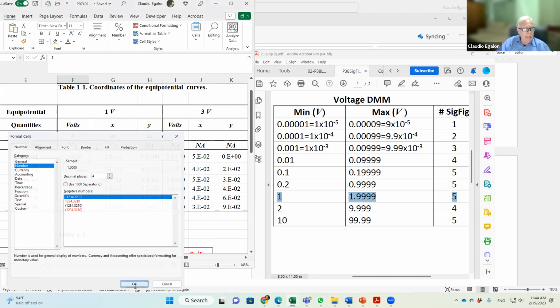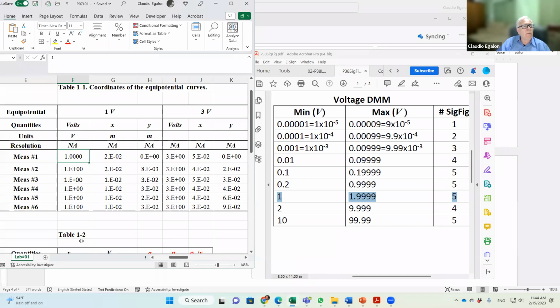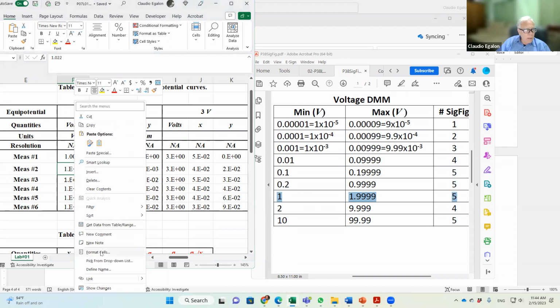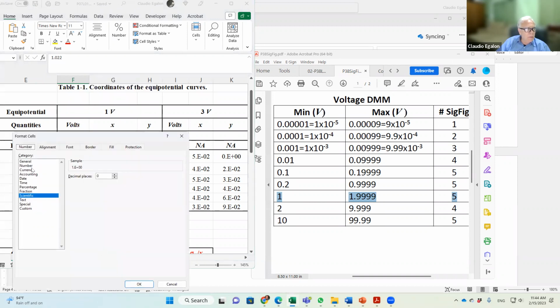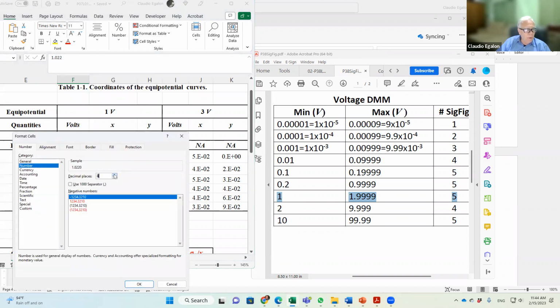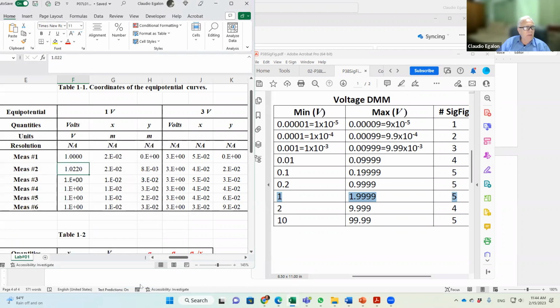Okay, if I click OK, now the number is in the proper format. We go here, do the same thing. 1.022 is more than 1, so it's in this range. It's supposed to be 5 as well. So we go ahead and put numeric format and 4 decimal places to result in 5 significant digits. Okay? And so on. That's how you do it for voltage.